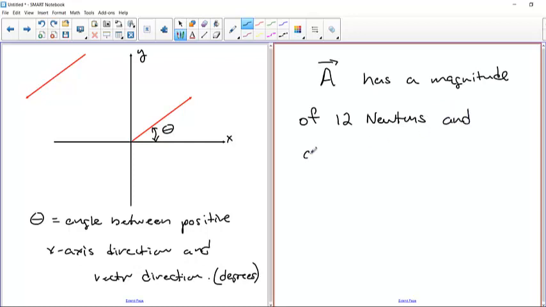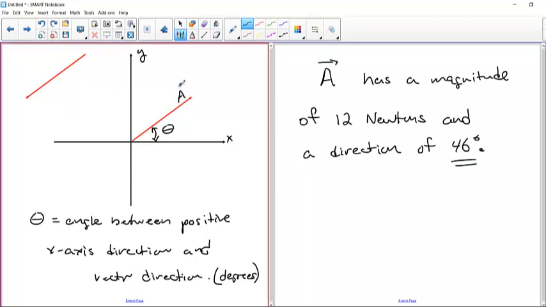And a direction of 46 degrees. Now, I could define it relative to some other coordinate axis, but ultimately my calculations are going to be based on using the angle between this vector and the positive x-axis. So this is about 45 degrees. So this is vector A.